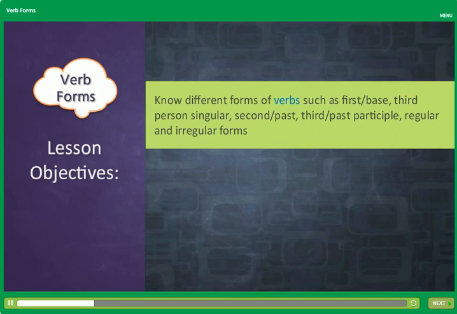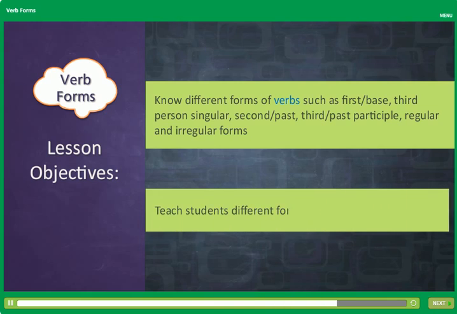At the end of this lesson, you will know different verb forms such as base, third person singular, second past, third past participle, regular and irregular forms. You will also be able to teach them to your students.